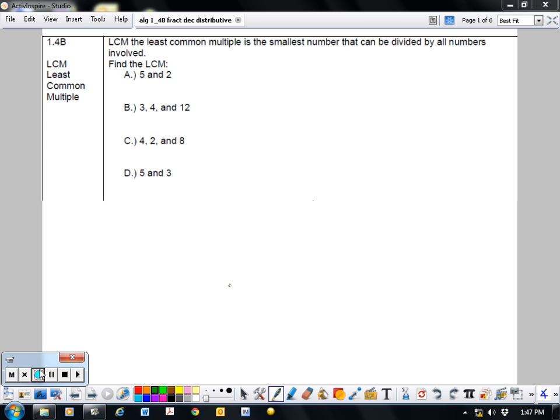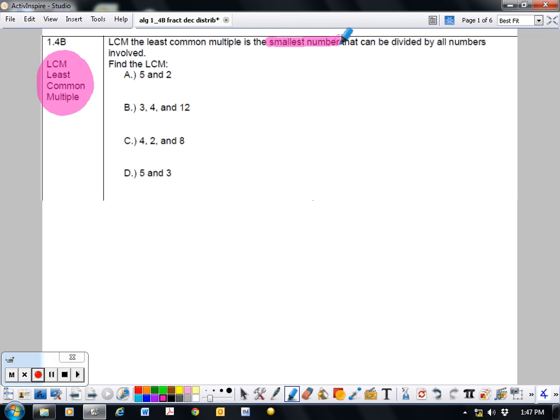about the distributive property. So the first thing we need to know when we're talking about working with equations that have fractions and decimals is the LCM, also known as the least common multiple. This is a really big thing that you need to know to be able to work with fractions and decimals. So it's the smallest number that can be divided by all the numbers involved.